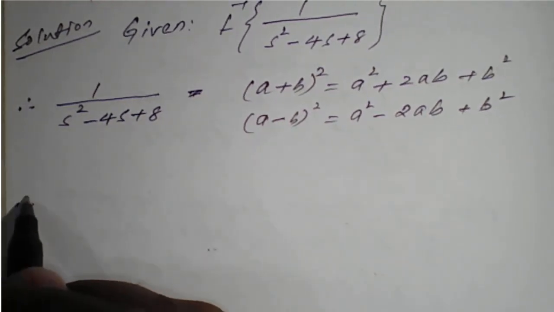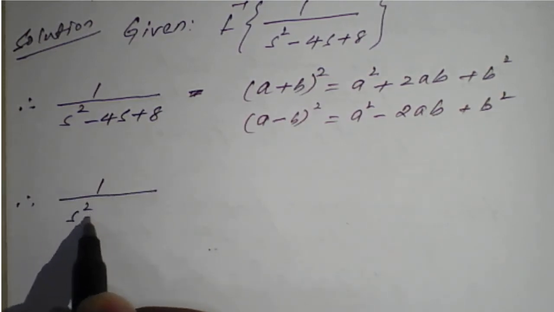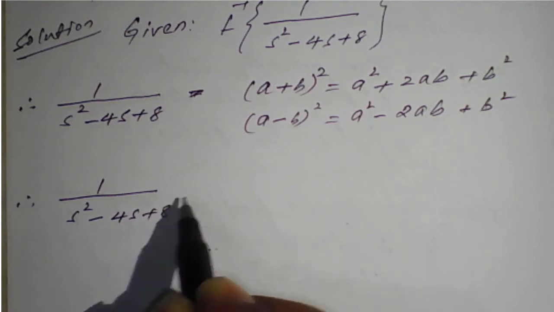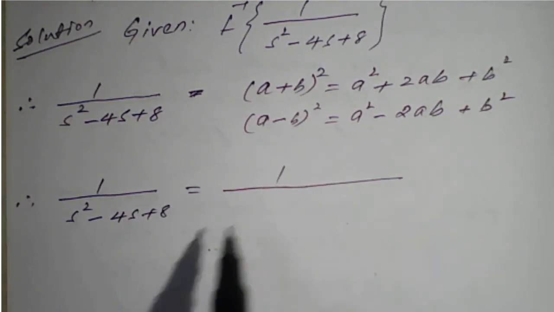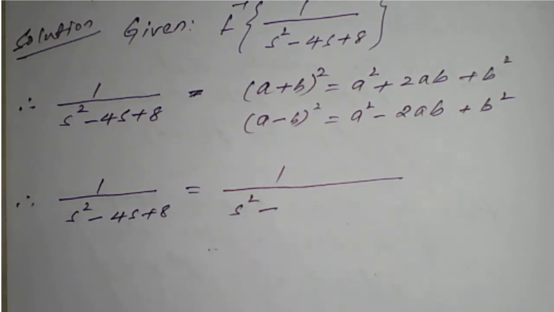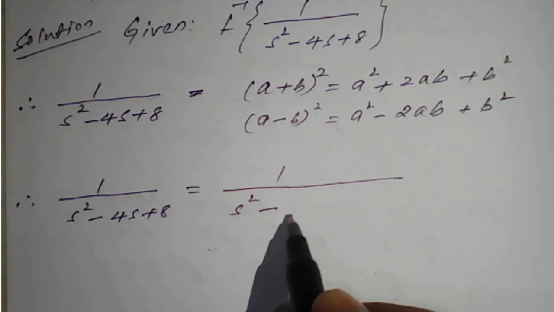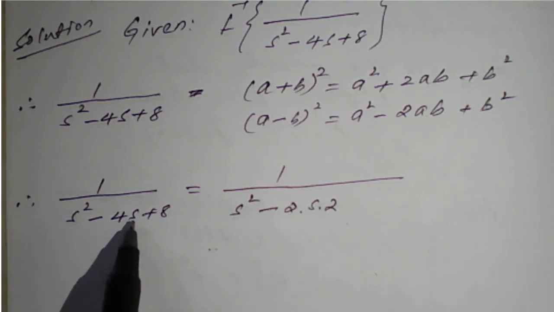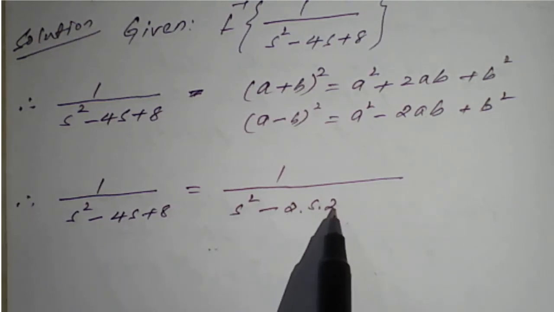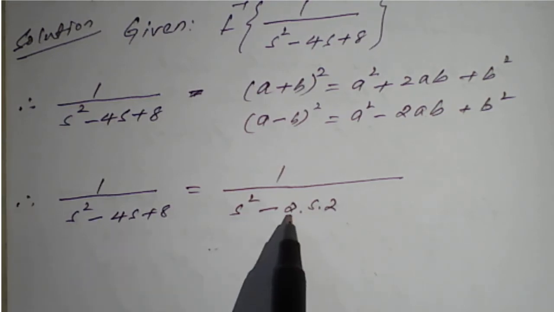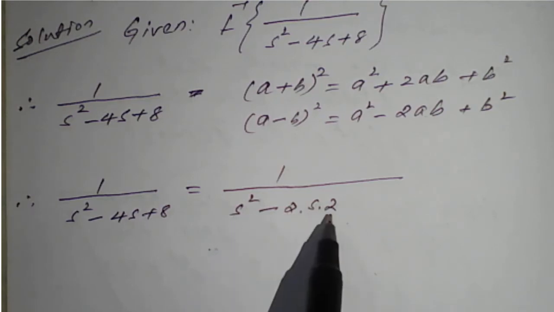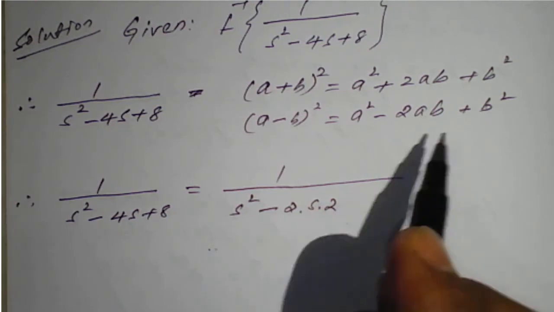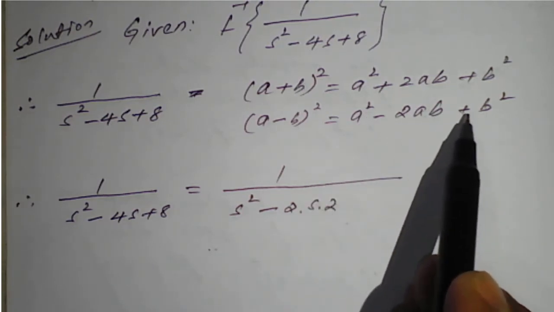This is nothing but completing the square of the given function. So once again, 1 upon s square minus 4s plus 8. Here I keep s square as it is, minus as it is, and this 4s I will write as 2 into s into 2, because 2 times 2 is 4, into s gives back 4s. So this is a square minus 2ab, where a is s and b is 2. Next we need plus b square.